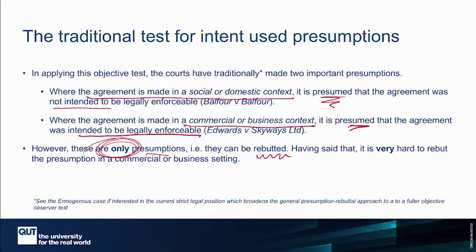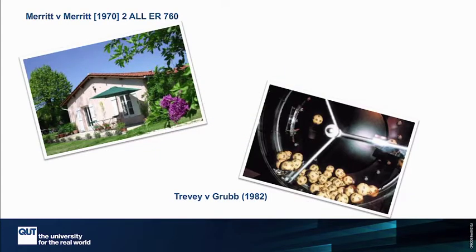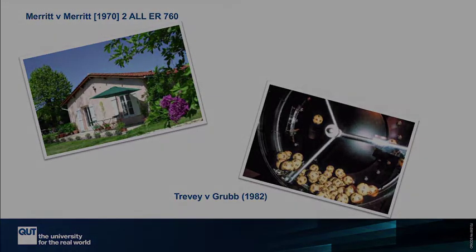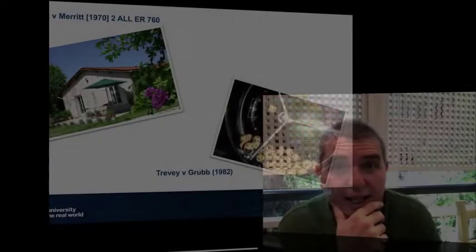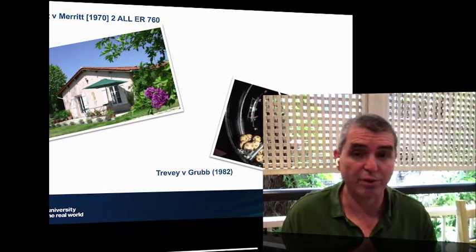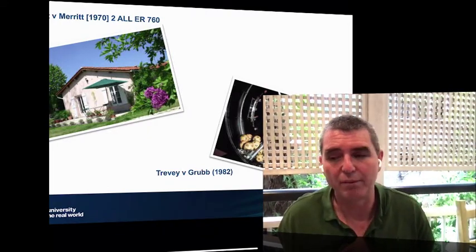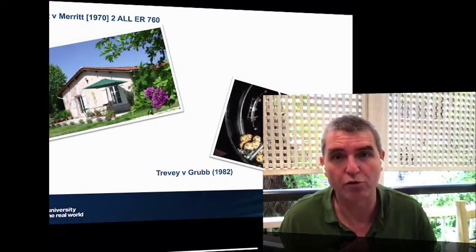Now, it's very hard to rebut the business one. So we're not going to go into that. You need specific words if it's the business setting. But you can rebut in social situations. So the two classic cases that we have, well, they're two of many. A common one is Trevi and Grubb.